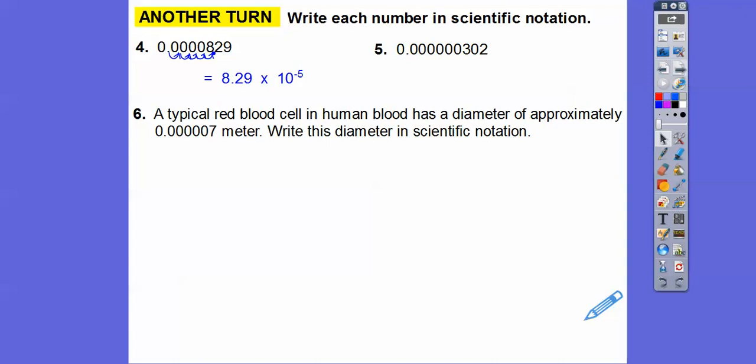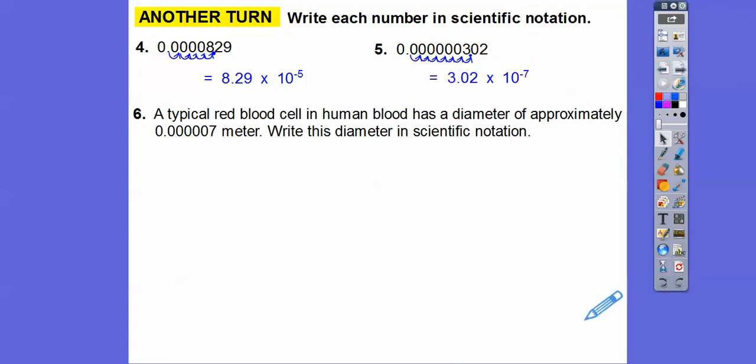Okay. So this next one, I'm just going to jump the decimal all the way over there and just count the humps right here. So here's 1, 2, 3, 4, 5, 6, 7. So it's 3.02 times 10 to the negative 7.